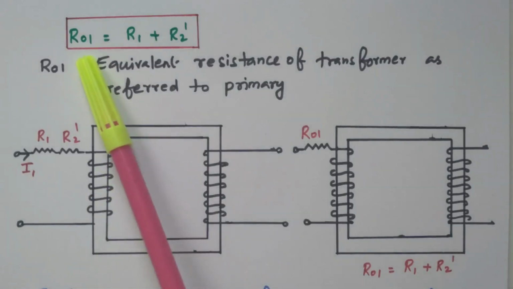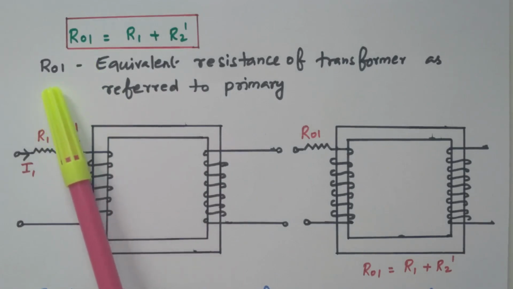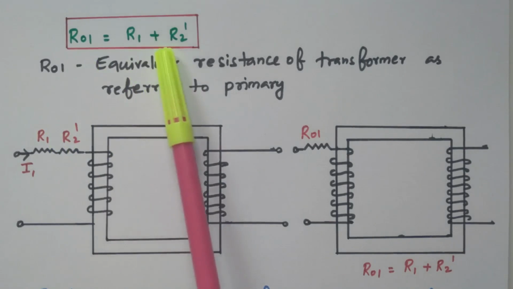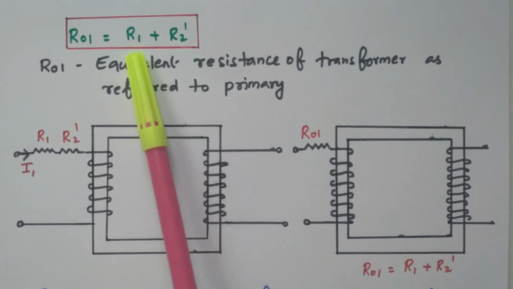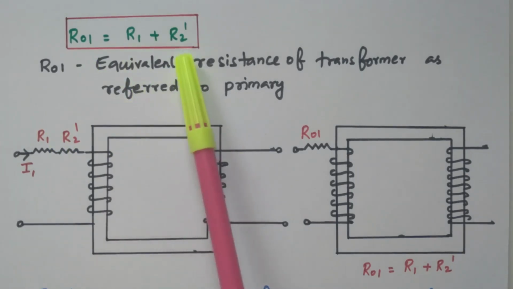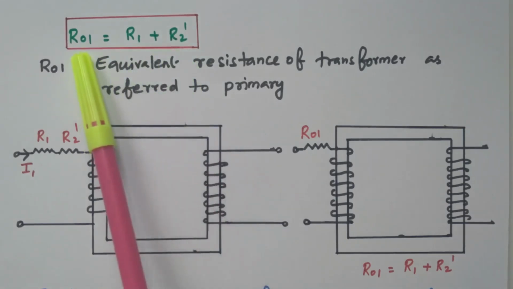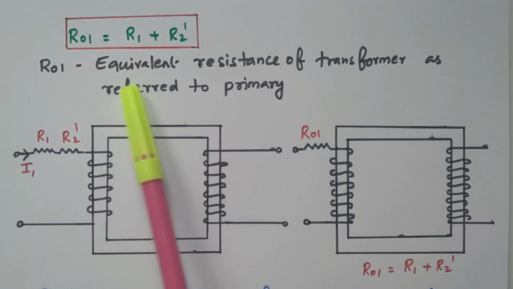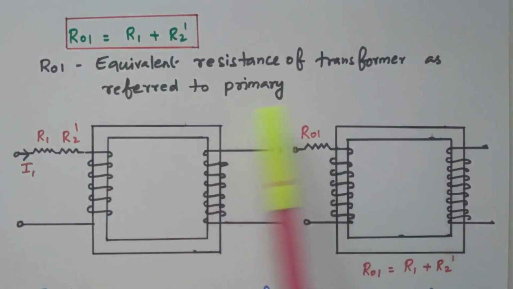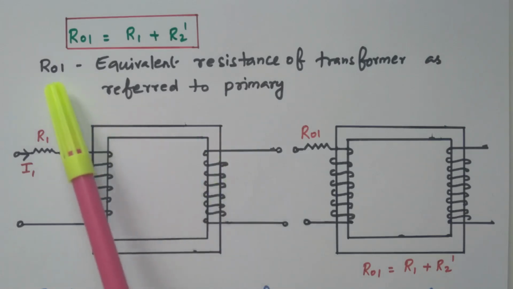So the total resistance in the primary is R01. By referring primary as well as secondary, it is nothing but R1 plus R2 dash. R1 is the resistor of the primary, R2 dash is the secondary resistor, while transferring to the primary it becomes R2 dash. So R1 plus R2 dash is nothing but R01, that is the equivalent resistance of the transformer as referred to the primary. That is, the secondary resistor is transferred to the primary, so it is called R01.